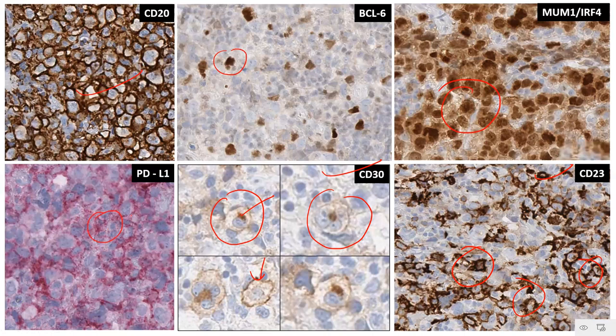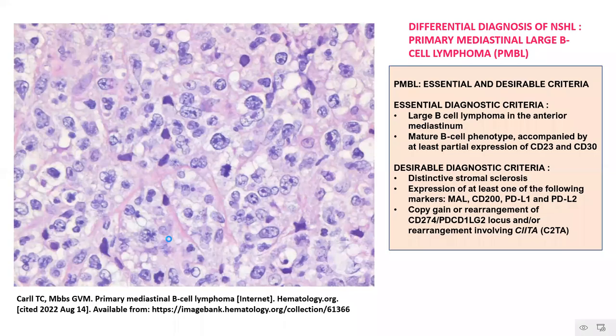So in this particular case, the IHC system which has been utilized is basically alkaline phosphatase, and the chromogen is fast red instead of DAB, which is why you get the reddish coloration.